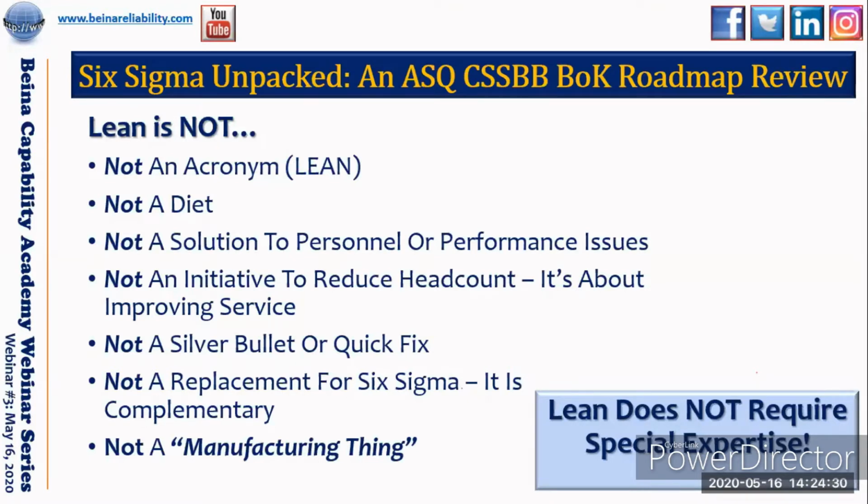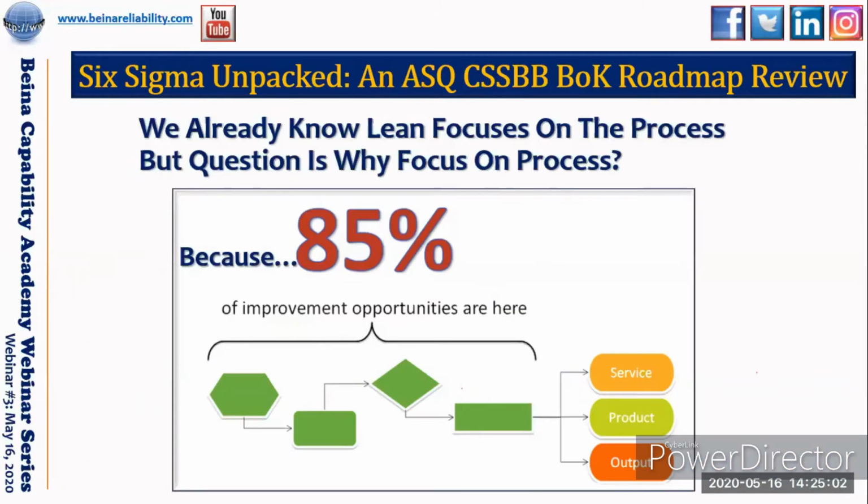And it's not a manufacturing thing. Some people believe that you do Lean only in the manufacturing industry. No, you can do Lean in service industries. Lean is involved in human resources. Different aspects of business can implement Lean, because Lean does not require any special expertise. It's just the basic knowledge of the process and the ability to define the value-adding activities. Okay, so we've been saying that Lean focuses on the process, but why?